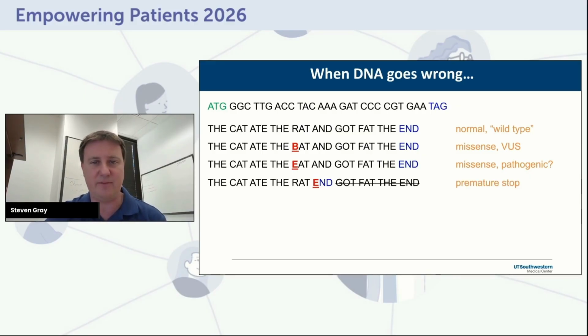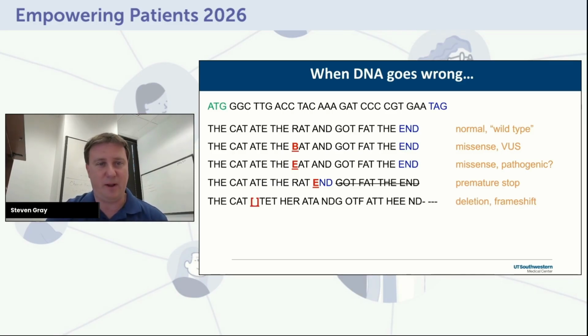And then you can have other things called a premature stop, where you have a mutation, and here it's changing an A to an E, and that creates a signal that is the end of the sentence. And so now the sentence is missing the end content, the gene is truncated, and so this would be called a premature stop. And this could be pathogenic, right?